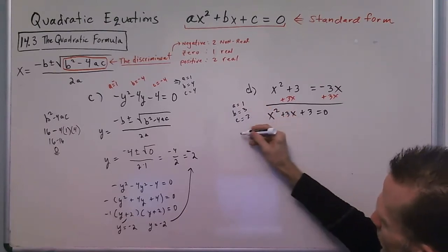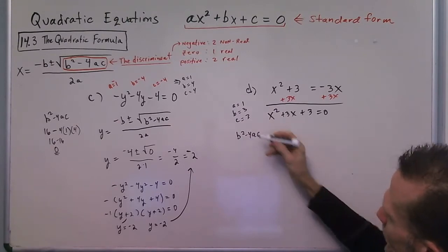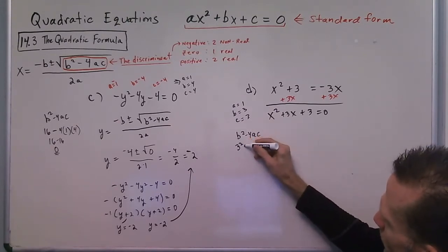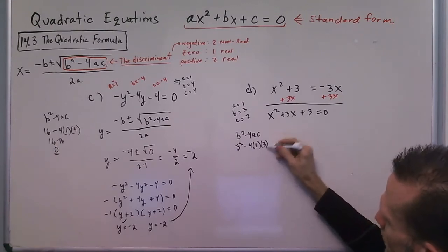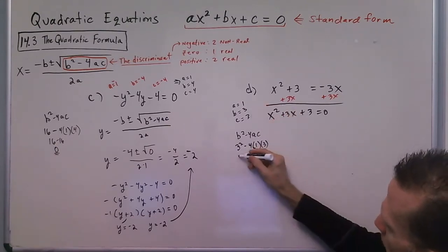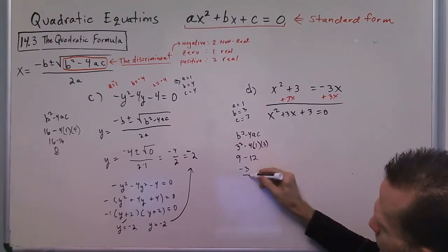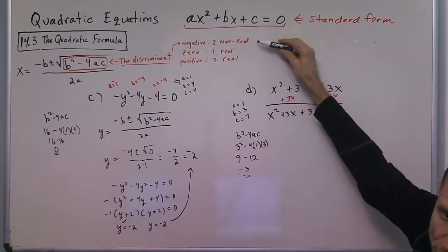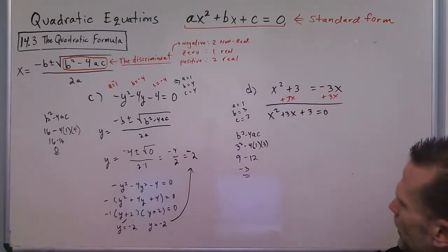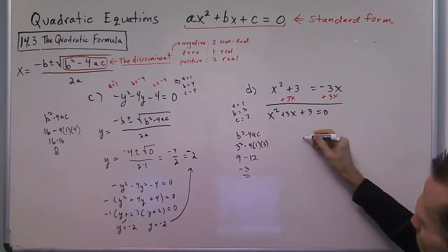I'm going to calculate the discriminant, b squared minus 4ac. So I have 3 squared minus 4 times 1 times 3, substituting in our values. I have 9 minus 12, negative 3. So I have 2 non-real solutions. I know an imaginary number is going to come out in this quadratic equation here.